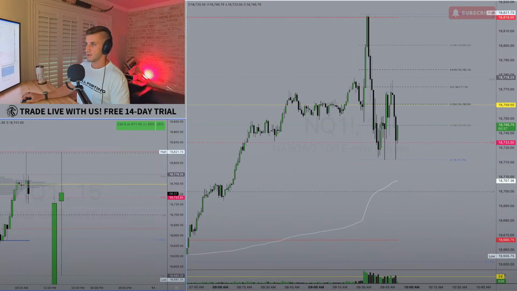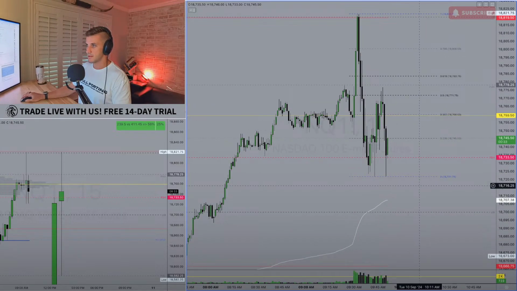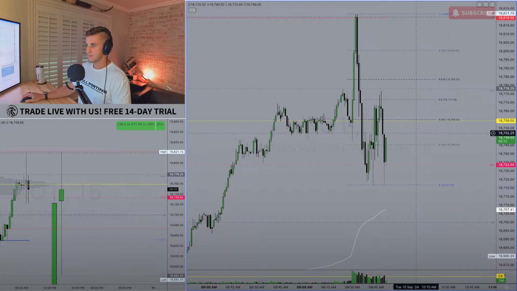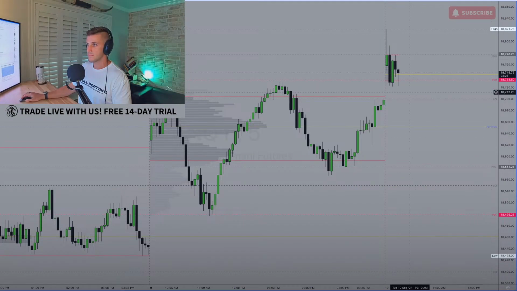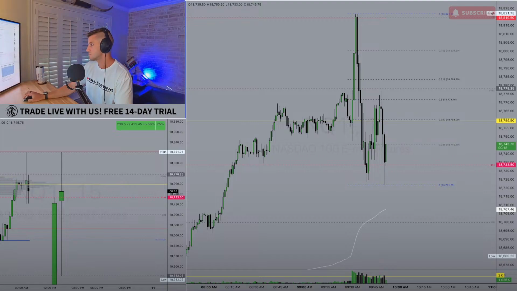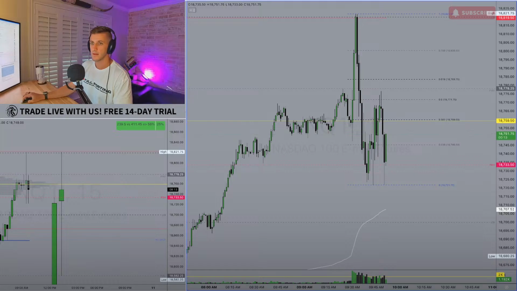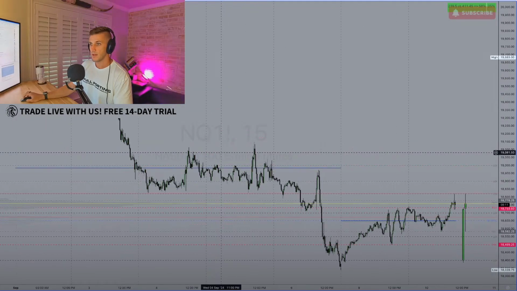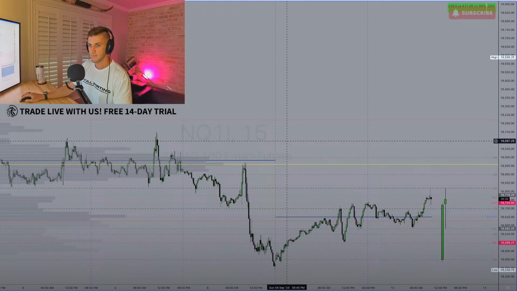NQ, you have VWAP almost catching up to price right now. Volume is pretty good. Five-minute just sideways. Yeah, that 820 prior breakdown point. Yes, sir.